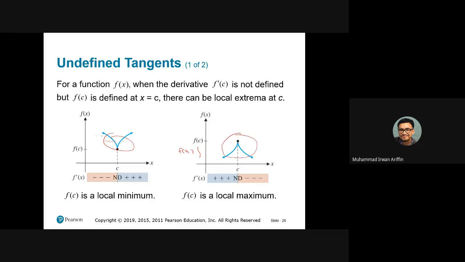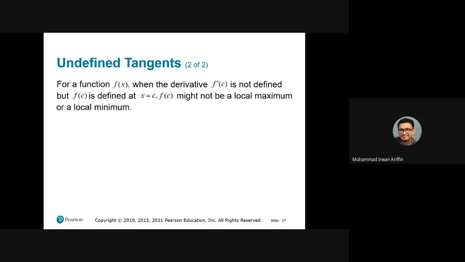It is the highest. And that's why f of c is a local maximum, even though the derivative is undefined. And there are two more cases where we still have undefined tangents, and they are not a local maximum or a local minimum. For this graph, we have positive all the way, and the tangent line is not defined here. It is a vertical tangent line.